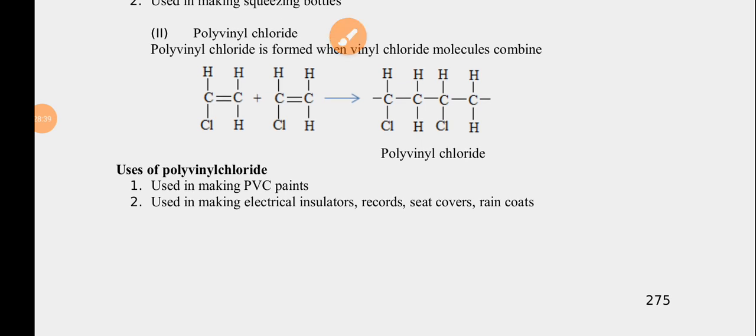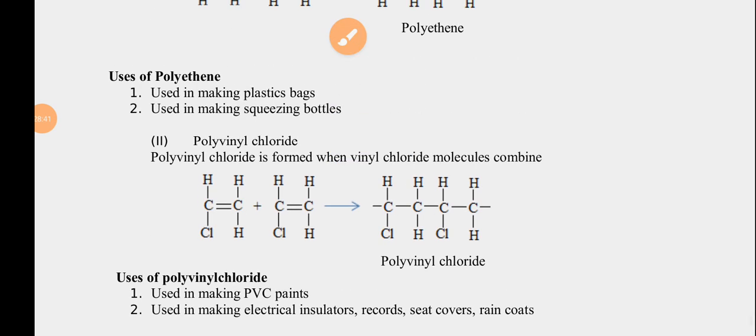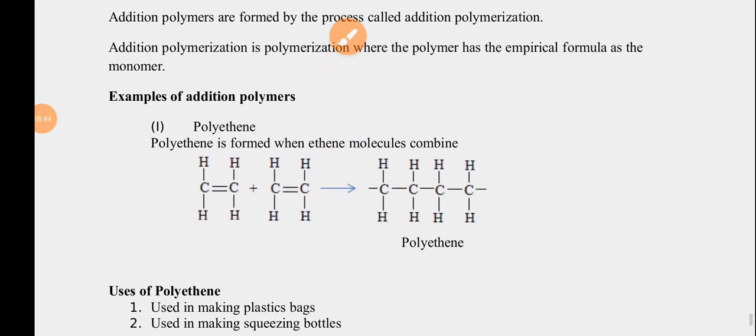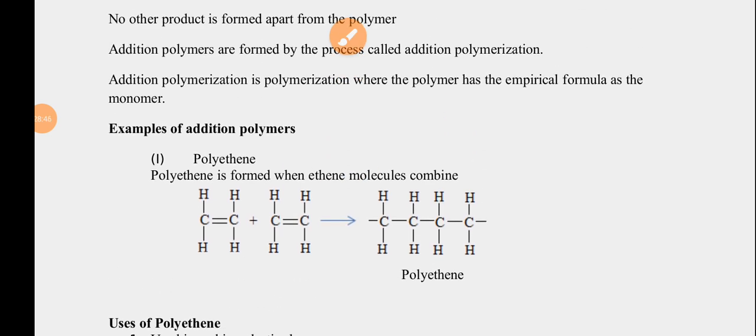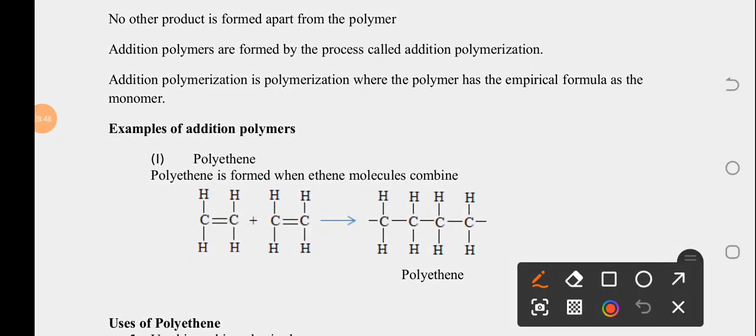Okay, thank you very much. We have just talked about addition polymers. Remember, we said that in addition polymerization, what we only have is the polymer. That's all. But when we talk of condensation polymerization, besides having a polymer, we also have another product which is water. And in the next video, I'm going to show you how water is formed.